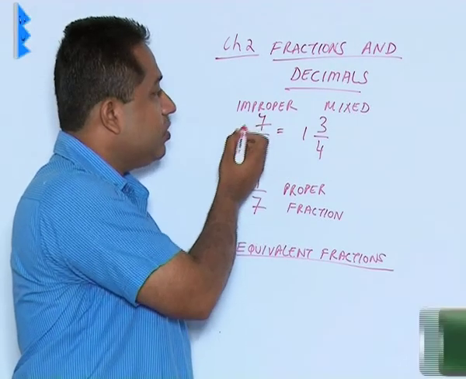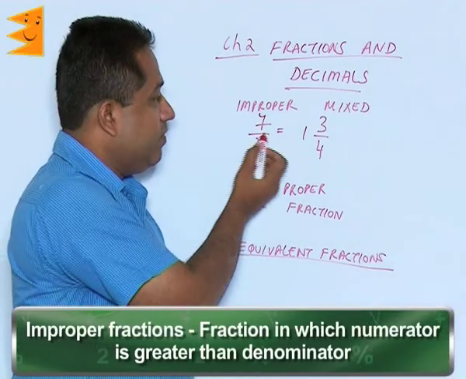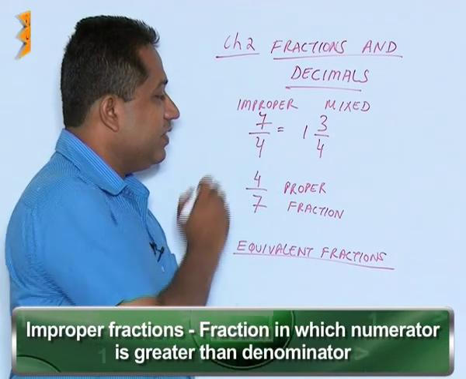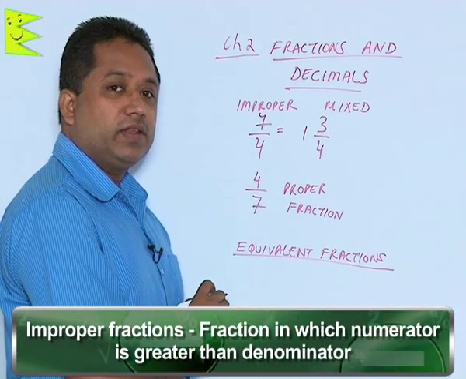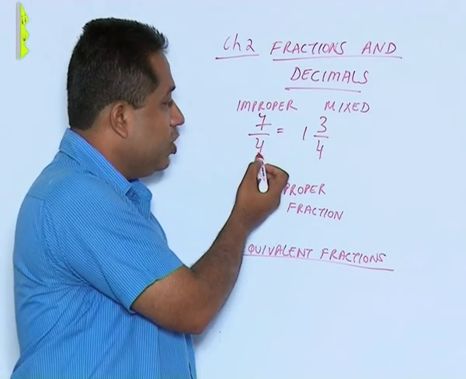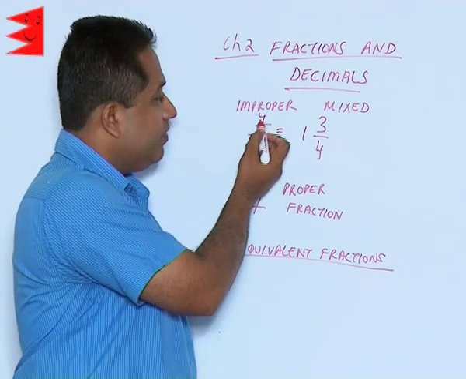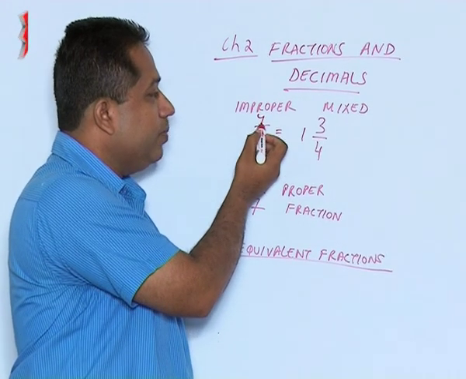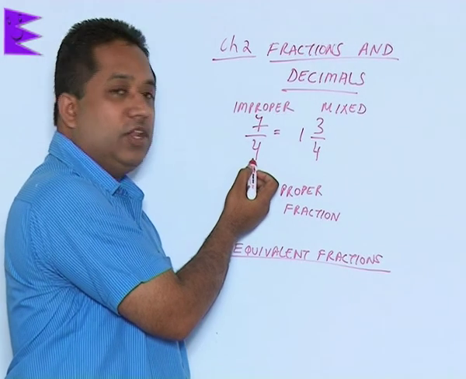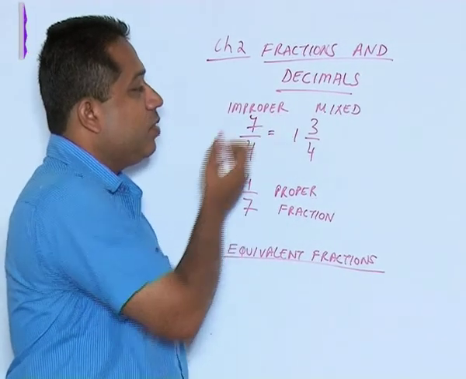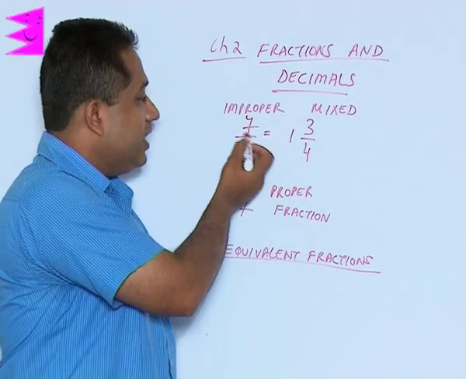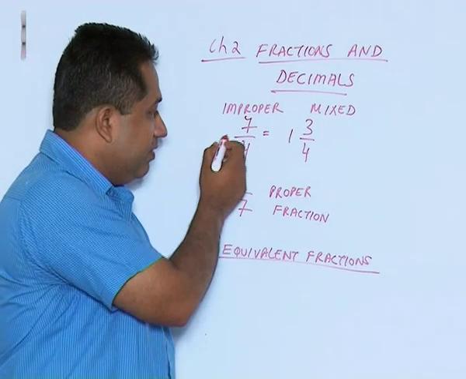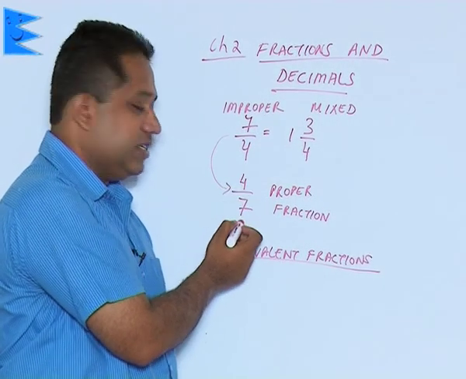Now, why is this called an improper fraction? Because here we find the numerator is greater than the denominator. So, numerator is 7, denominator is 4. So, whenever we have these type of fractions where the numerator is more than the denominator, we call it improper fractions. If we take the reciprocal of that, 7 by 4 is going to become 4 by 7.